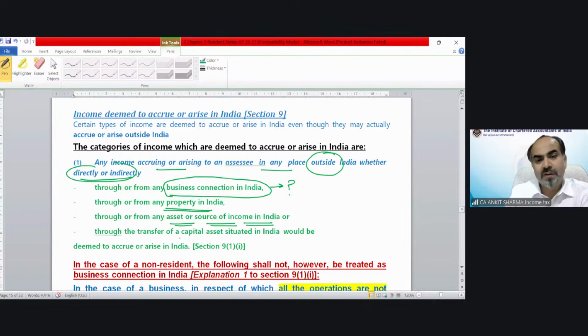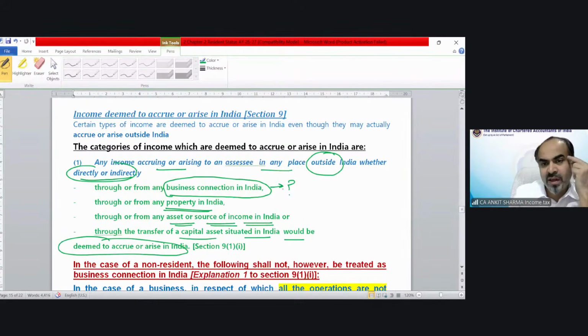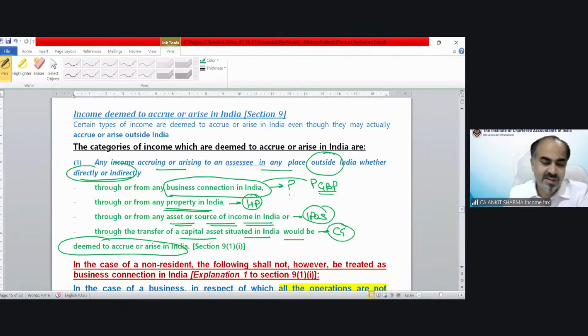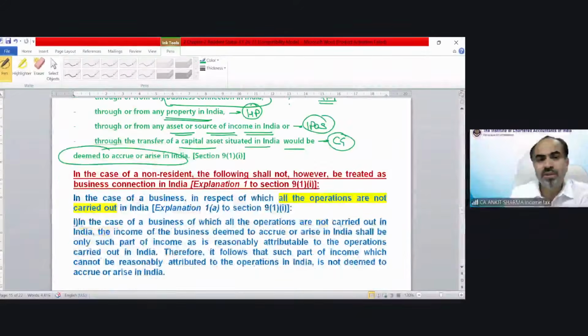Through the transfer of a capital asset situated in India would be deemed to accrue or arise in India. So if you watch very carefully, this is for the PGBP head, your business head income. They are explaining when your business income will be treated as deemed to arise in India. This is for house property income. This is for income from other sources. This is for capital gain. And salary is also included later on. So one by one, we are going to discuss these points.